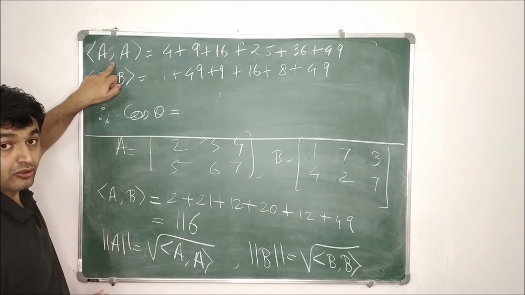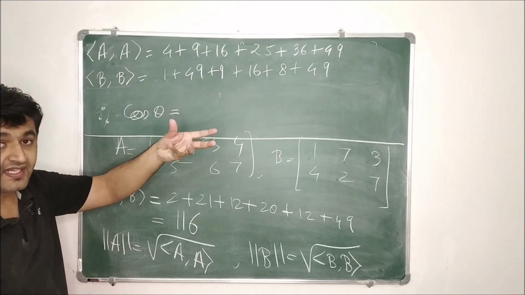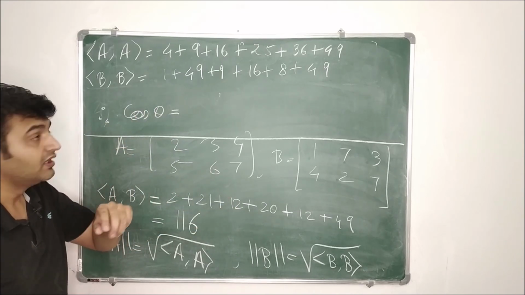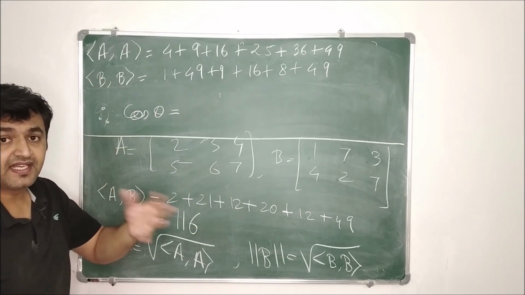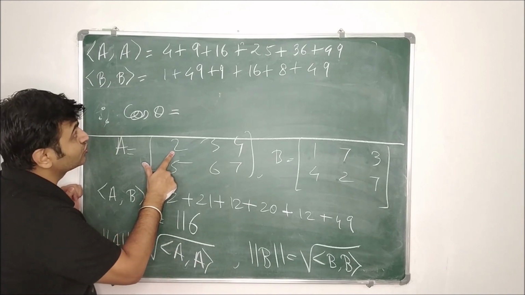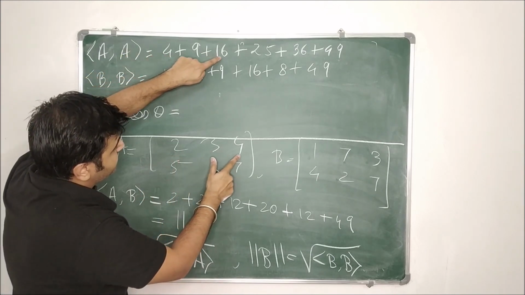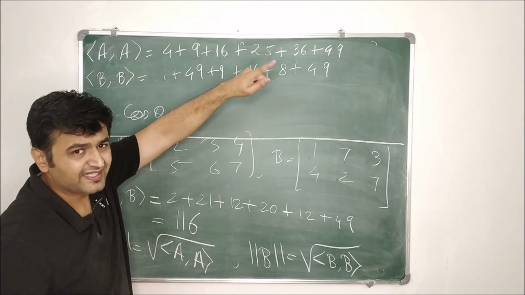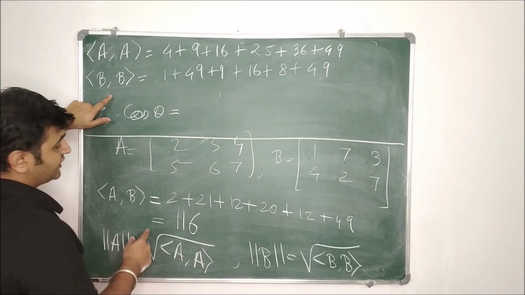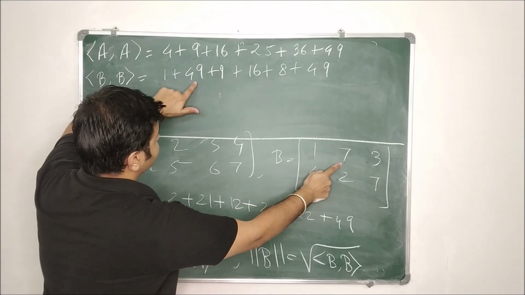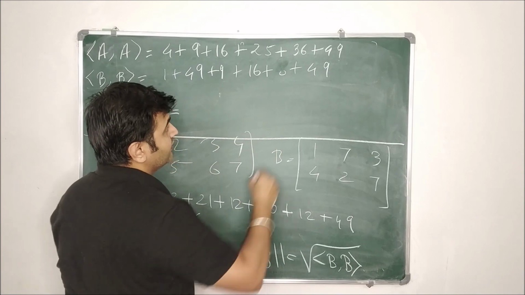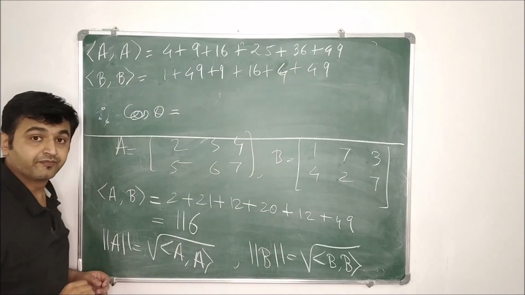So what is the inner product of A comma A? It is Aij into Aij, which is Aij square. If you recall, at the start we proved positivity. So it is nothing but the summation of Aij square, means square of each entry. So 2 square plus 3 square plus 4 square plus 5 square plus 6 square plus 49. I am not doing that calculation, you can easily do it. What is the inner product of BB? 1 square plus 7 square plus 3 square plus 4 square plus 2 square plus 49.